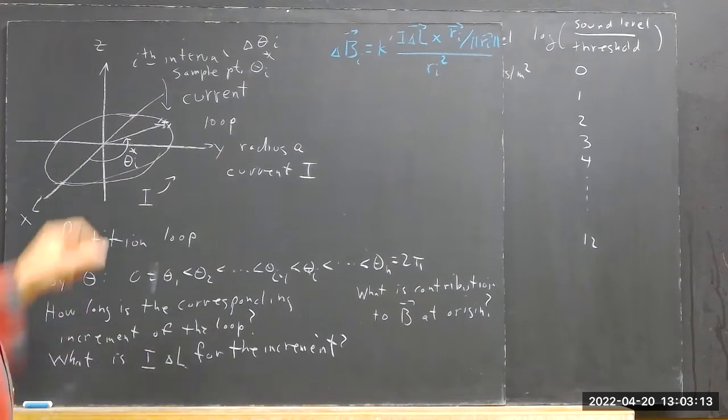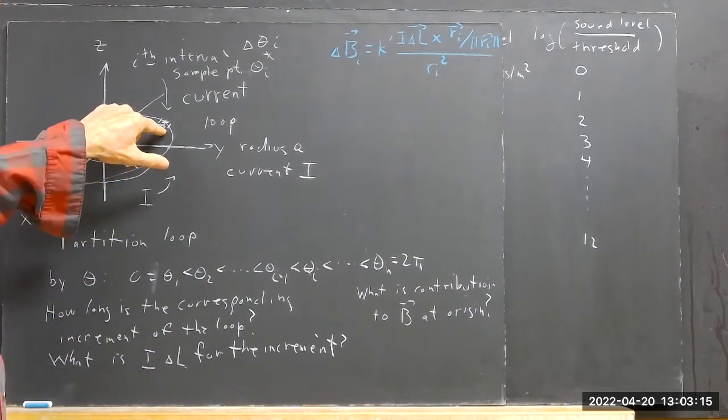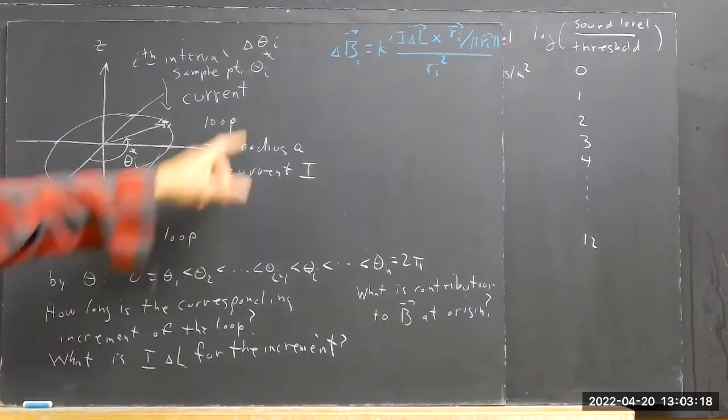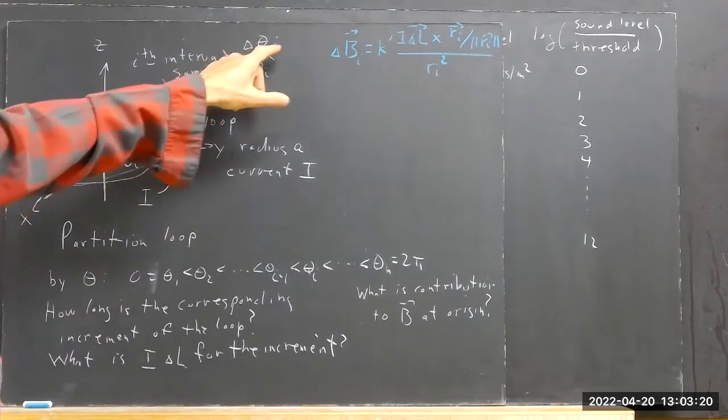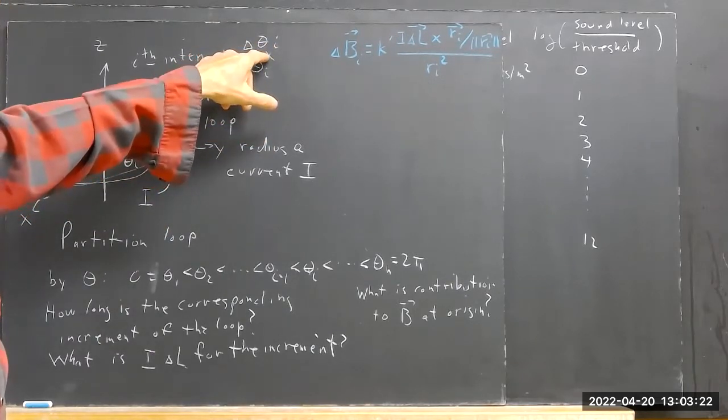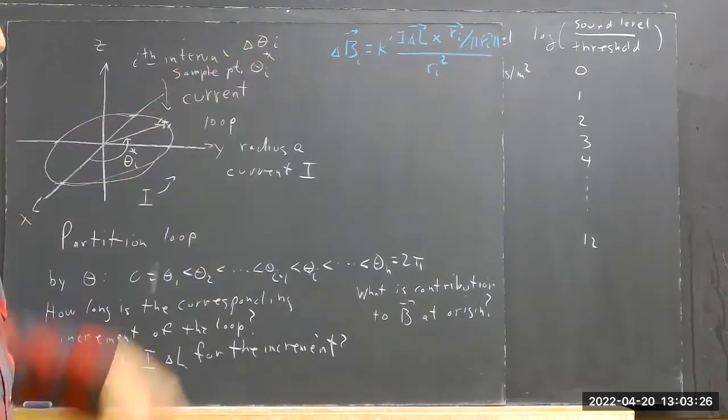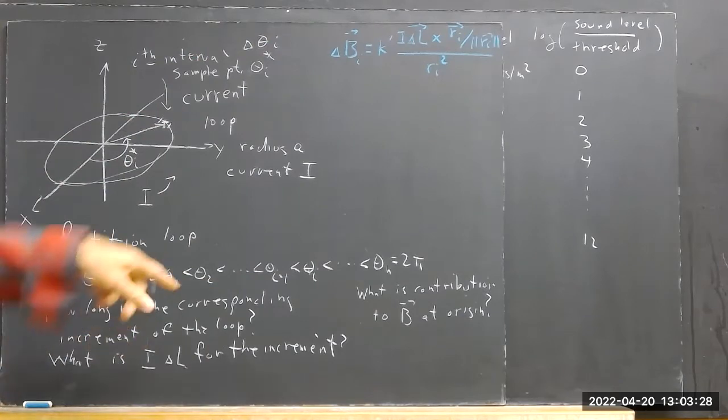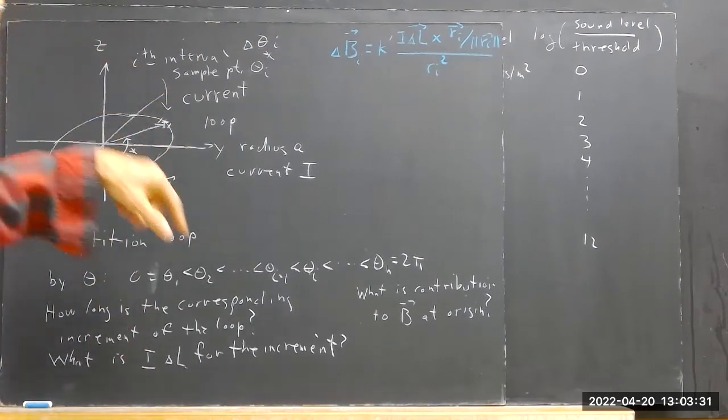Now the next question is, how much of the circle do we have here? Well, that goes back to the fact that your theta interval is delta theta sub I, right? Now, if your theta interval is delta theta sub I, what portion of the entire circle do we have?